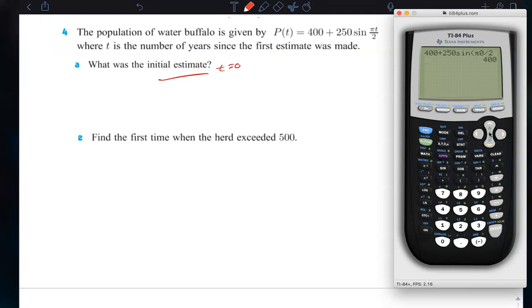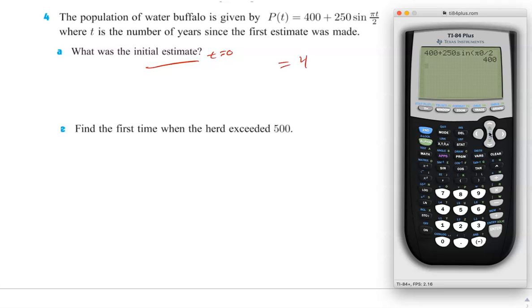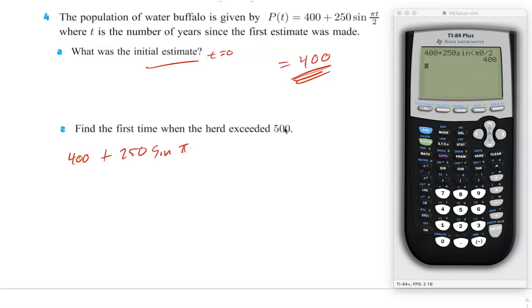So again, we could have done that by hand, but when the numbers get a little funkier, you're going to want to use a calculator. Like the next one: find the first time when the herd exceeds 500. So I want to know when the population is greater than 500. Let's write that down. I want to figure out when 400 plus 250 sine of pi t over 2 is greater than 500.